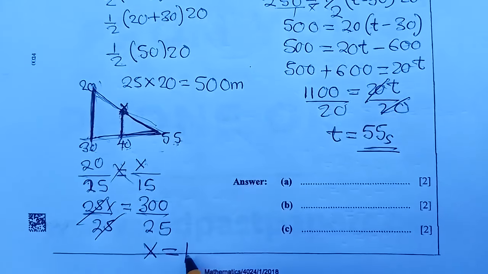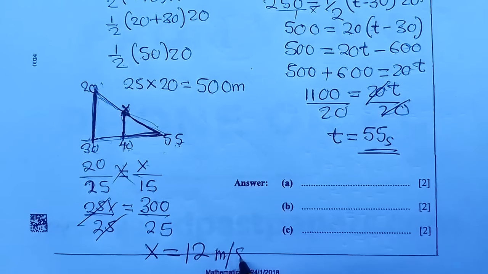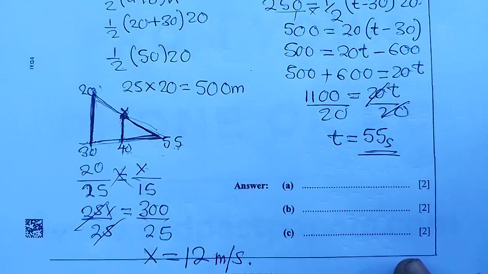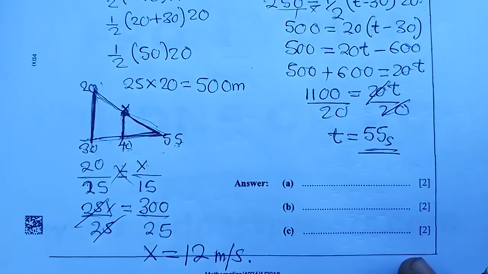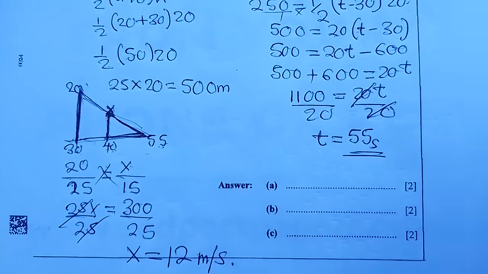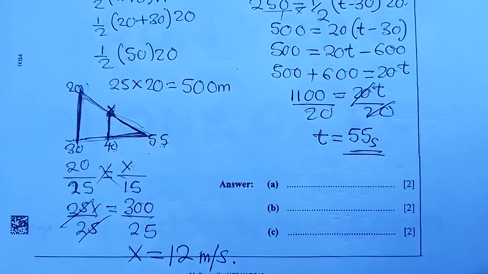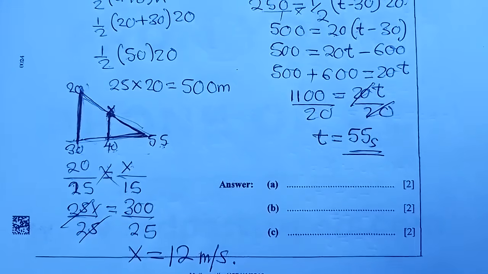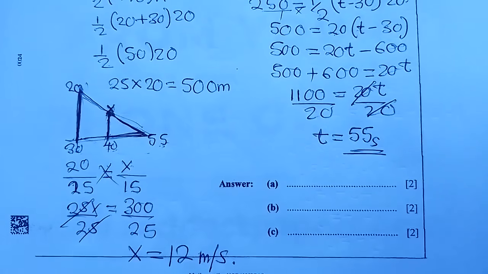X is finally now equal to 12 meters per second. So the speed now is 12 meters per second. These are the calculations that you need to do. This is how you need to work out that one. So this is the whole paper that we've answered.